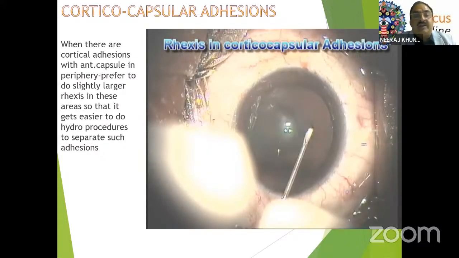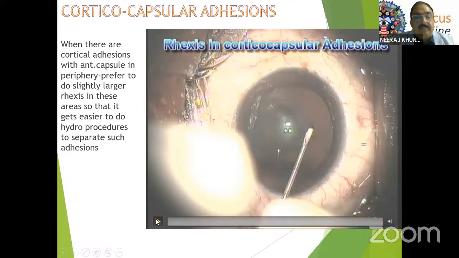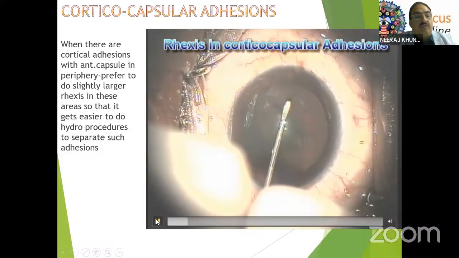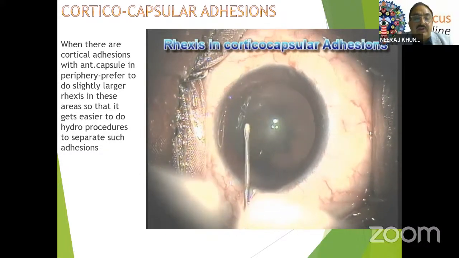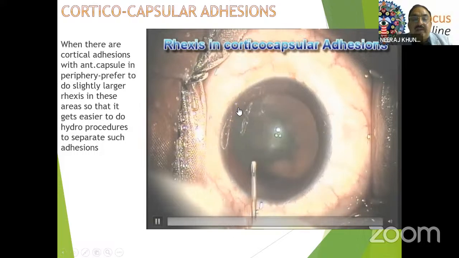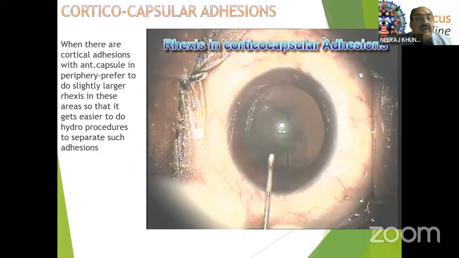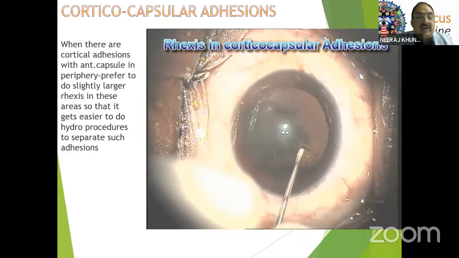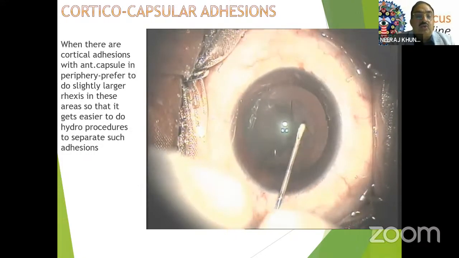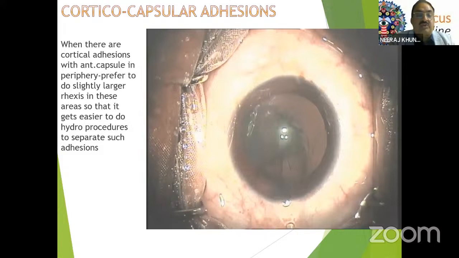The next is rexes and corticocapsular adhesions. When there are corticocapsular adhesions, you can see that this part is having the corticocapsular adhesions. So here it is better to do a slightly larger rexes in this particular part so that it gets easier to do hydro procedures to separate such adhesions. Because if we have a smaller rexes here, we will not be able to separate the corticocapsular adhesions and the nucleus rotation becomes difficult.